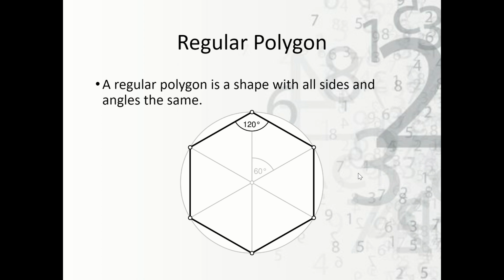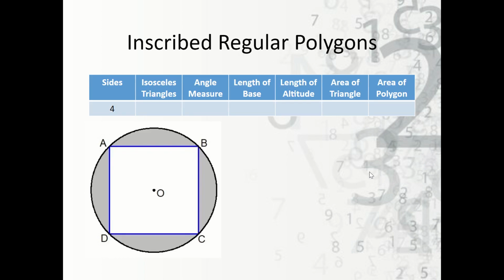Now, what is a regular polygon? A regular polygon is a shape with all the sides and angles being exactly the same. So in this case, we have an inscribed regular polygon. So there's 1, 2, 3, 4, 5, 6 sides. And notice all the sides should be exactly the same length. And all of the angles are the same. So this angle is 60 degrees, this angle is 60 degrees, 60, 60, 60, 60. And each one of these angles is 120 degrees. So these are regular polygons.